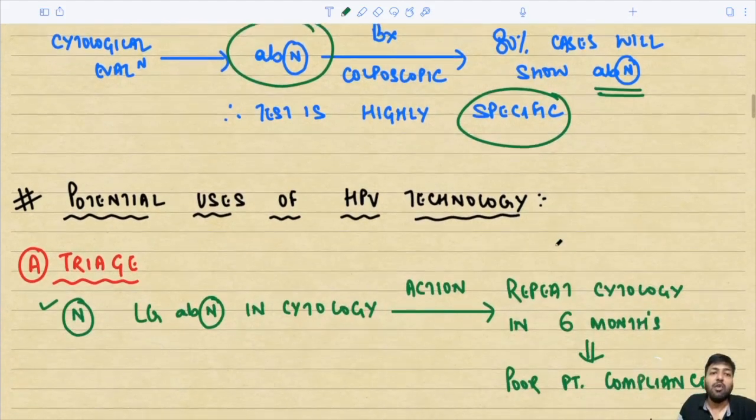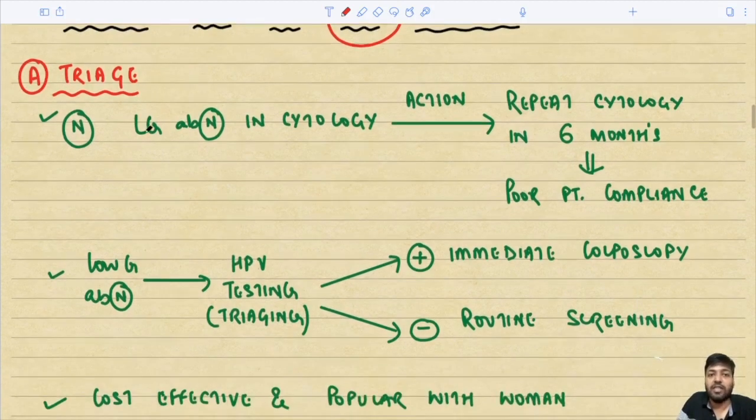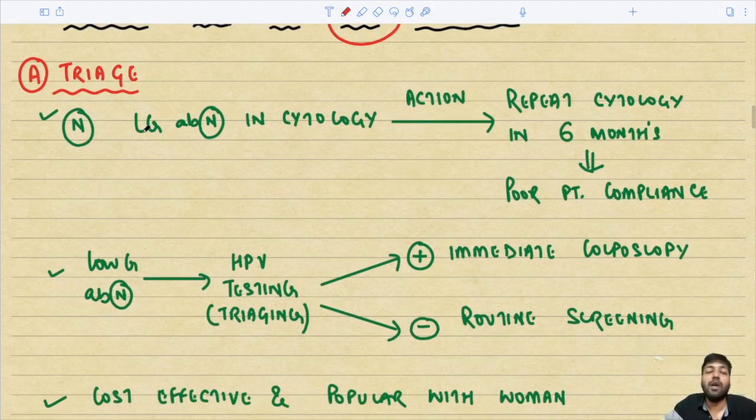So what are the potential uses of HPV technology? Now we are going to see the HPV technology, that means the molecular testing for HPV. What are the potential uses? As I was telling you, the first very important use of this molecular testing is triaging. Now what is triaging? Let me give you an example.